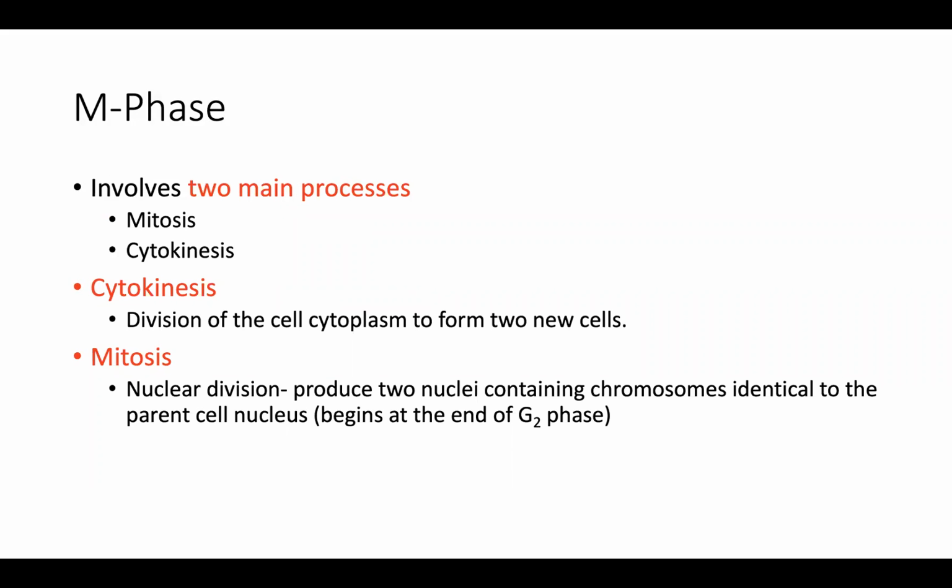M phase involves two main processes: mitosis and cytokinesis. Mitosis is a stepwise process where these chromosomes are preparing for division. Cytokinesis is the actual process in which the cytoplasm divides into two new cells. This collectively is what happens during M phase.